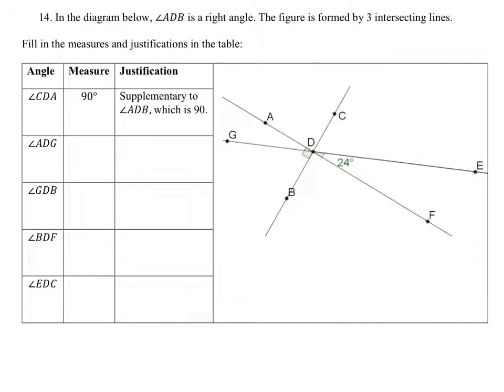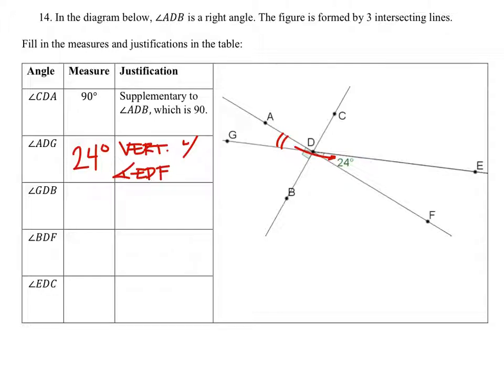In this diagram, angle ADB is a right angle. The figure is formed by 3 intersecting lines. Fill in the measures and justifications in the table. That sounds like a great idea. Angle ADG, which is these, right here. We need to find that angle measure, but we don't need to because we can see that it is through the vertex with this 24 degree angle. Therefore, it is vertical with angle EDF.